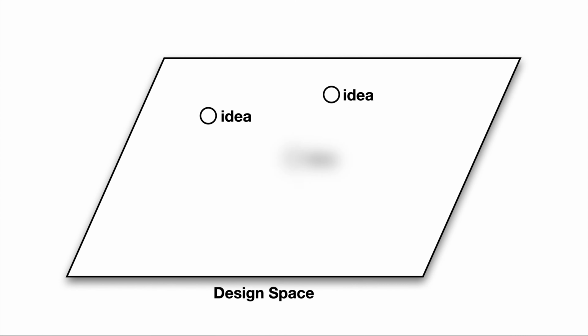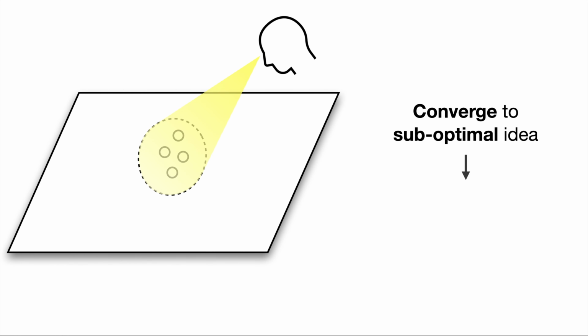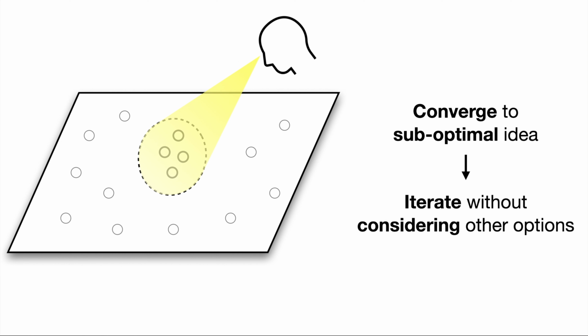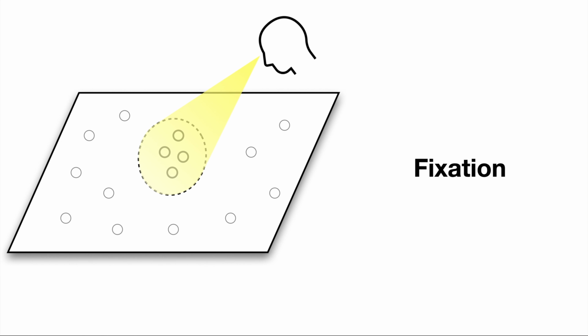Creative processes typically begin with generating and exploring multiple ideas rather than refining a single one. Without first exploring diverse ideas, one can converge to a suboptimal idea and spend time iterating it without considering other options. This is known as fixation, a phenomenon that hinders creative processes.